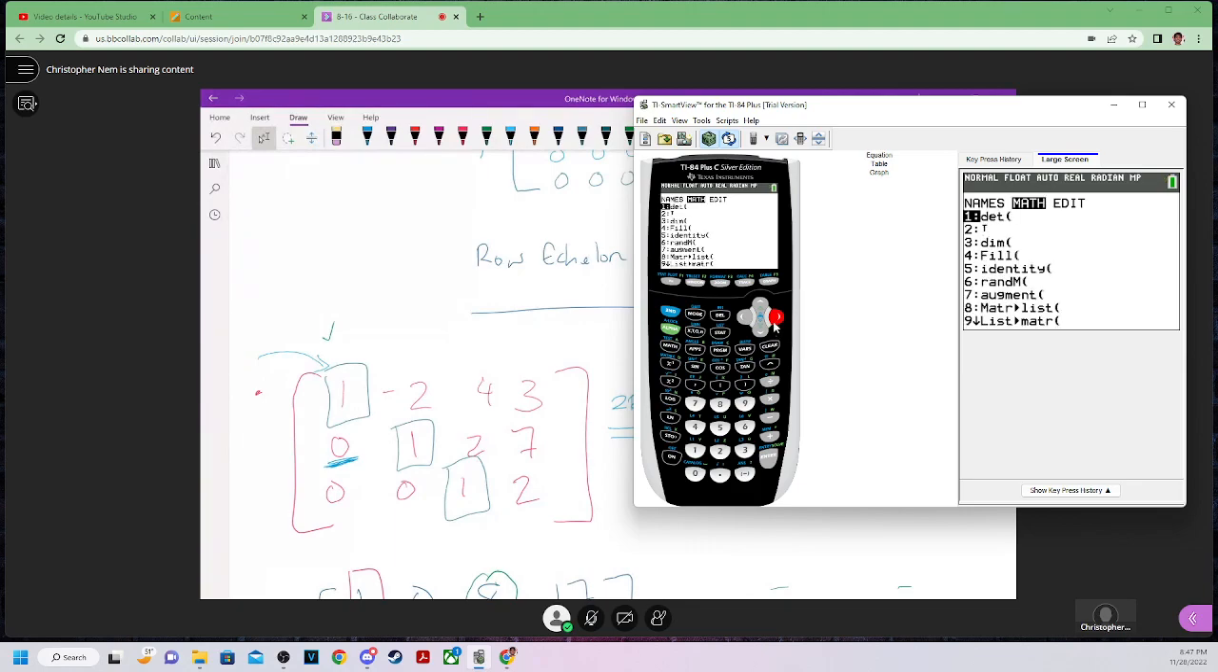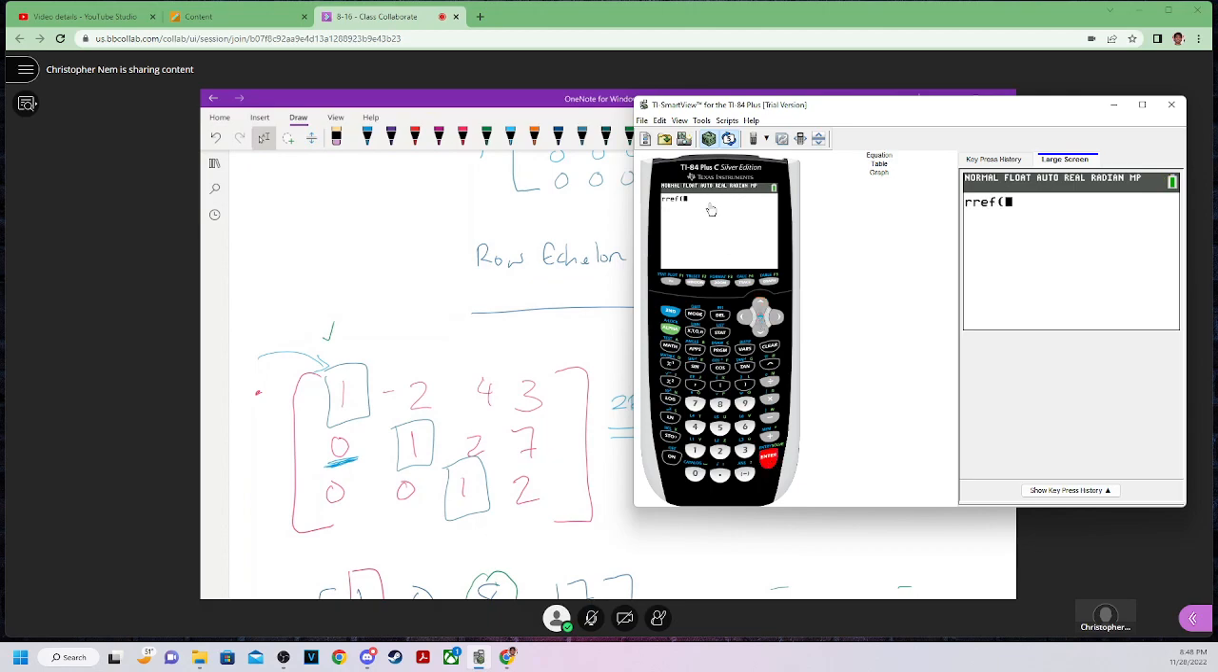This is going to give you some stuff you can do with your matrix. In particular, you're going to go all the way down, and what we want is reduced row echelon form. So if you keep going down, it says reduced row echelon form, right? Oops, I'm going down too much. How do I stop this? Up. RREF, reduced row echelon form.